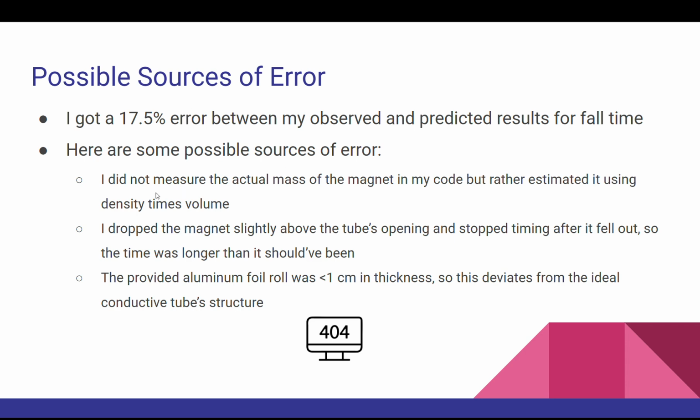However, errors might arise because I did not measure the actual mass of the magnet in my code, but rather estimated it using density as well as volume in my formula, and I also dropped the magnet slightly above the tube's opening, which made the time longer than it should have been, and I stopped it after it fell out of the tube, so it became a skewed time distribution. And the provided foil was actually less than 1 centimeter in thickness, which could have been affecting how fast it fell down the entire tube. Therefore, it deviates from the ideal conditions of an ideal conducting tube. That's why it's a little bit off in that dimension as well.